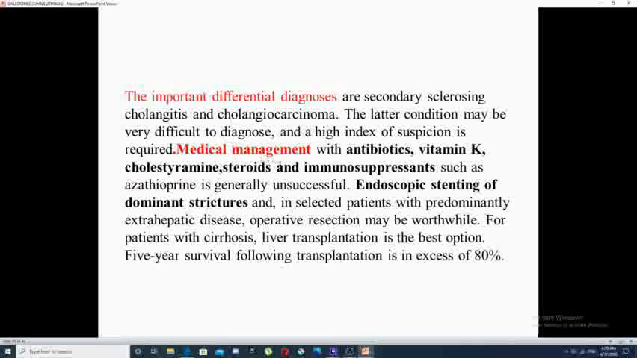Medical management with antibiotics, vitamin K, cholestyramine, steroids, and immunosuppressants like azathioprine usually is unsuccessful. Endoscopic stenting of a dominant stricture in selected patients with predominantly extrahepatic disease, and operative resection may be helpful in certain patients. Otherwise, for patients with liver cirrhosis, liver transplantation is the management of choice.